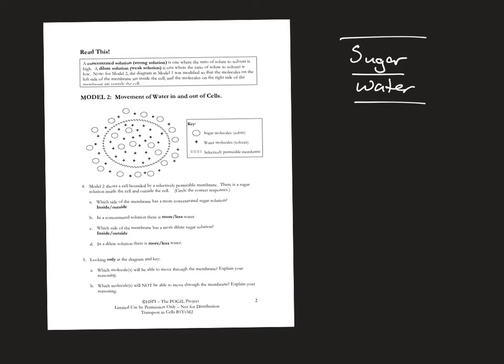Right, so you can go ahead and do that math, and you should be able to answer that by counting and deciding which side of the membrane has more concentrated sugar solution. So more sugar for every water. So obviously the higher the percentage.